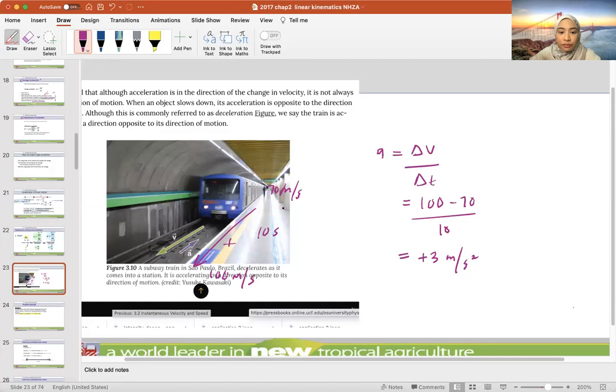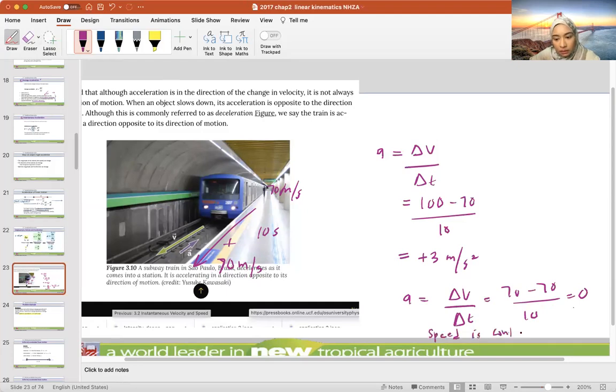Okay, what happens if the train is 70 here and also 70 here over 10 seconds? What happens to acceleration? There's no acceleration. Acceleration becomes 0. Okay, constant velocity. Let's set it up. 70 minus 70 over 10 gives me a 0. When acceleration is equal to 0, it means that your speed or the velocity is constant. So 70 here, 70 at the final. It's a constant speed, so you get 0 acceleration.